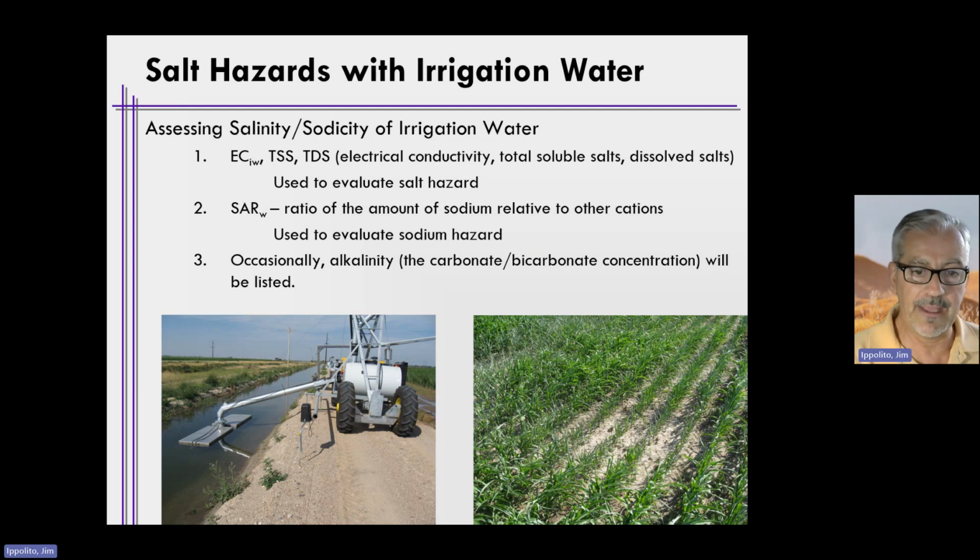Now, the tables that you have seen for soils that are either saline, sodic, or saline sodic are not identical for waters, but they follow the same general schematic. And I'm not going to share that with you because this is a soil fertility class and you get the idea. Occasionally, labs will measure alkalinity, like the carbonate and bicarbonate concentrations in the water. And all this together will tell you something about the irrigation water quality or lack thereof.